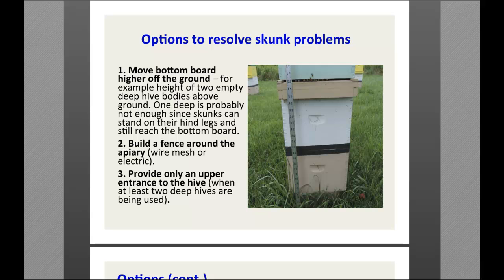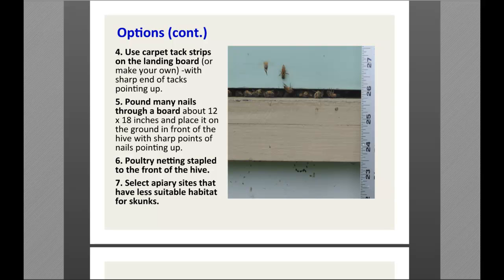Thirdly, provide only an upper entrance. In other words, if you had two deep supers full of bees, but you provide the opening near the top as opposed to the bottom, at least that would put the opening up above probably the reach of the skunk. I think bees tend to like upper entrances, at least that's been my experience, but I'm not sure if I'd want to do that entirely for long periods of time. It may be a shorter term solution in that case.